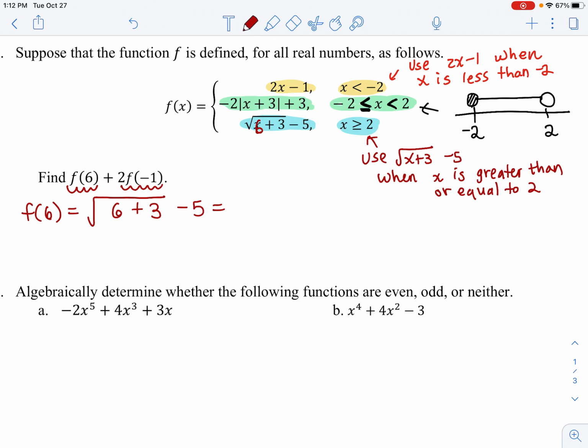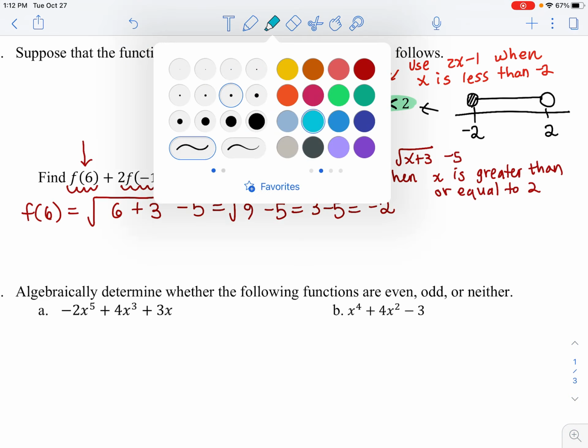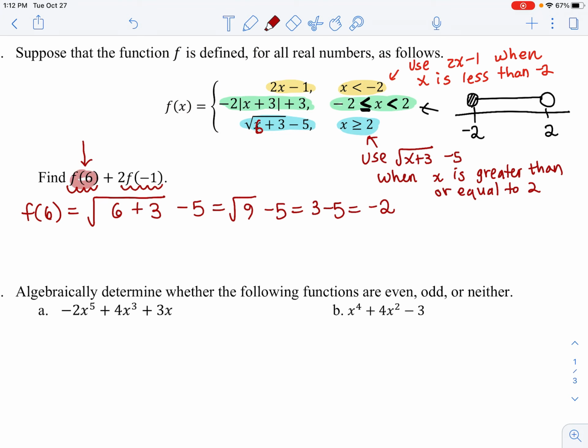Sorry, 6 plus 3 is under the radical, under the square root. So that will be the square root of 9 minus 5, which is 3 minus 5. And the final value is negative 2. So we got that f of negative 6, what we just found, came out to be negative 2. So I'll write that down.